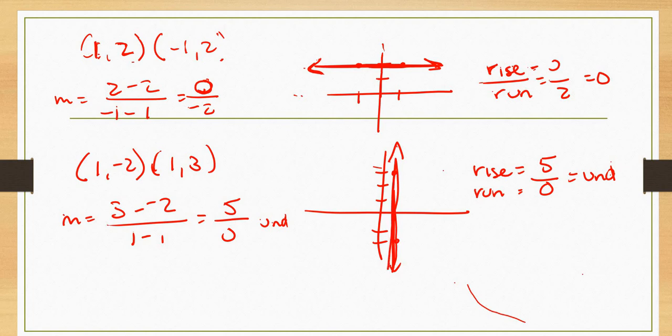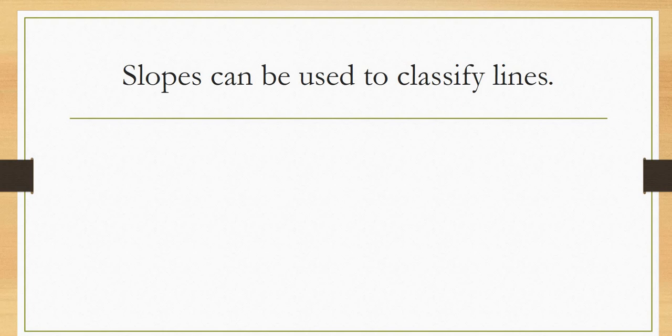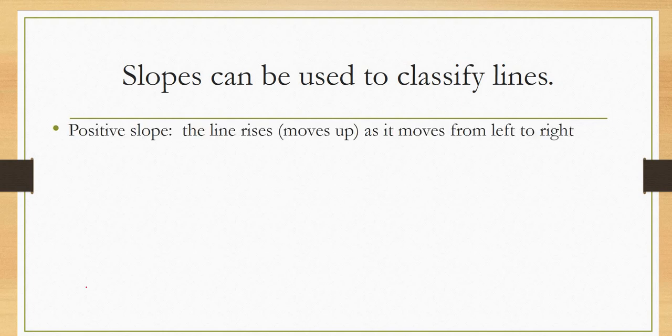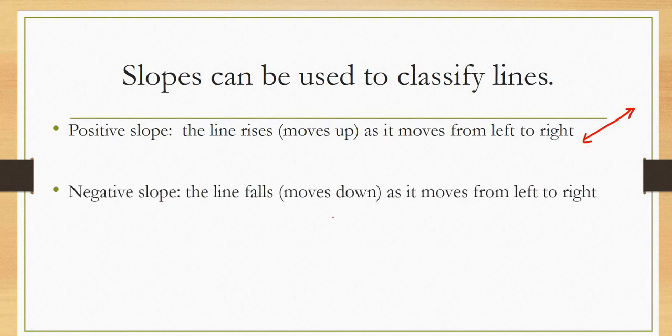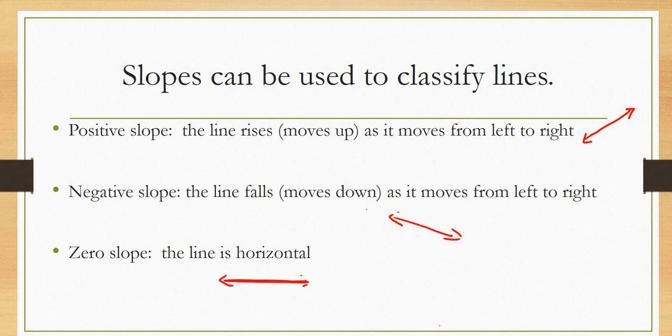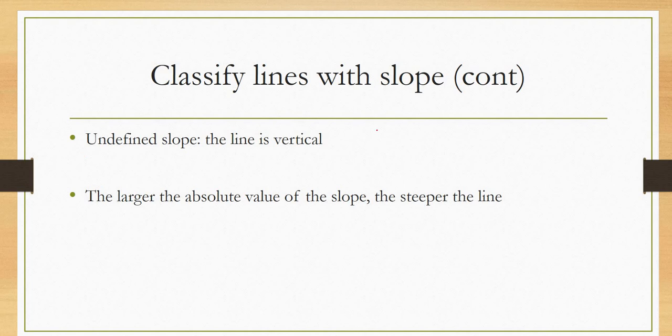So let's look at that all put together. We can use these slopes, therefore, to classify our lines. If we get a positive slope, the line rises or moves up as it moves from left to right. If I have a negative slope, the line falls or moves down as it goes from left to right. If I have a 0 slope, the line is horizontal. If I have an undefined slope, something over 0, I have a vertical line.